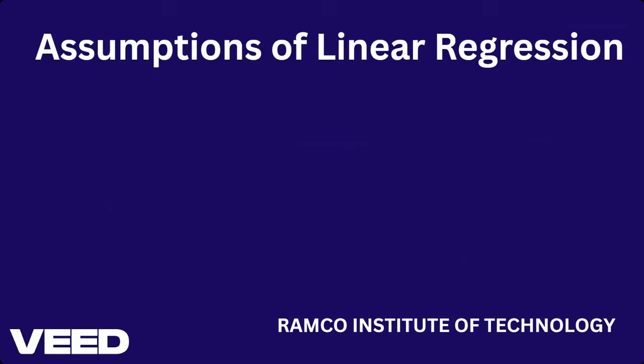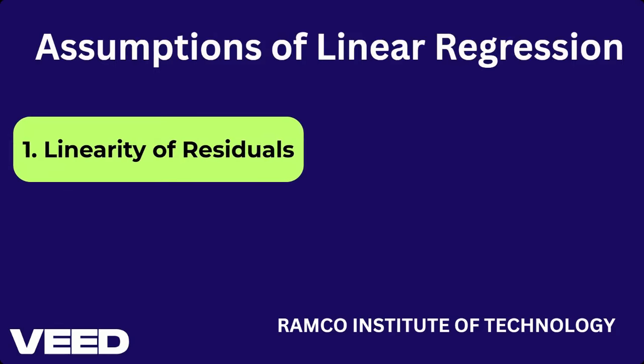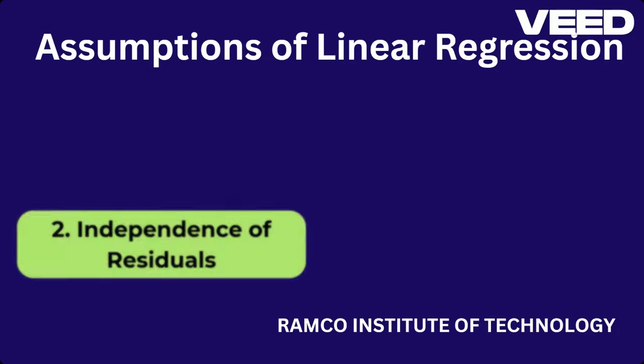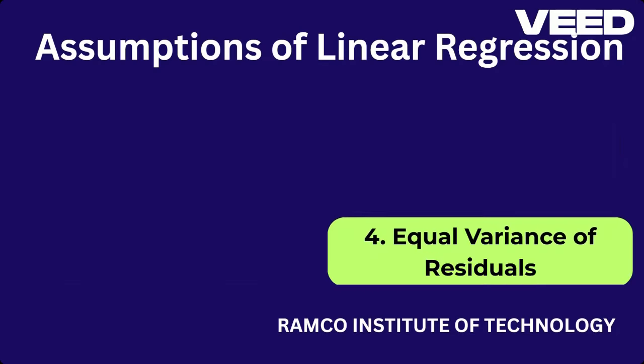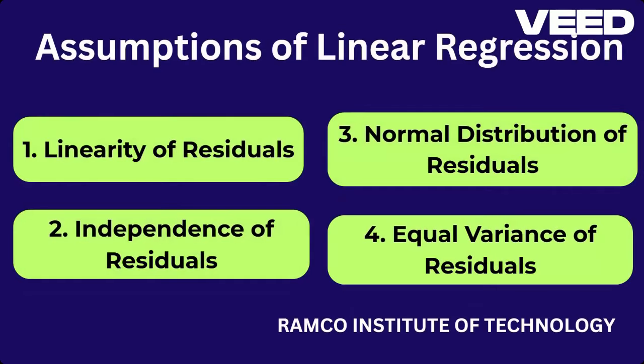So next, let us see about assumptions of linear regression. Linear regression relies on several key assumptions to produce valid and reliable results. So these include linearity of residuals, then independence of residuals, then normal distribution of residuals, and finally equal variance of residuals. So these are the assumptions made by linear regression.